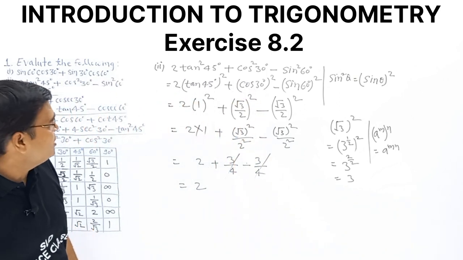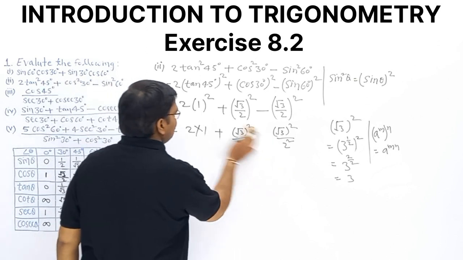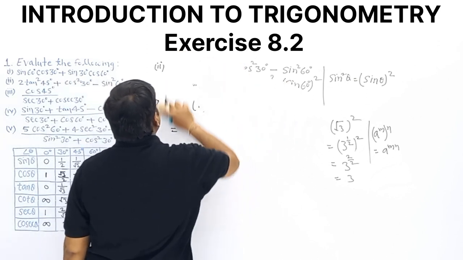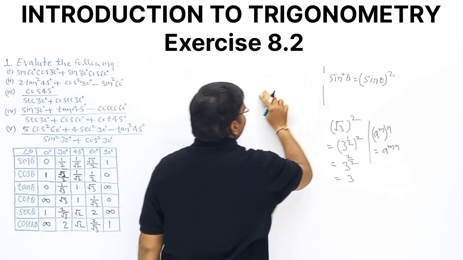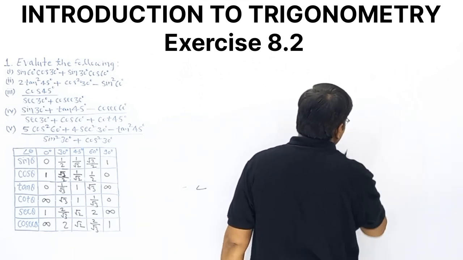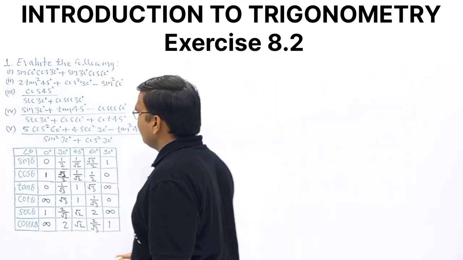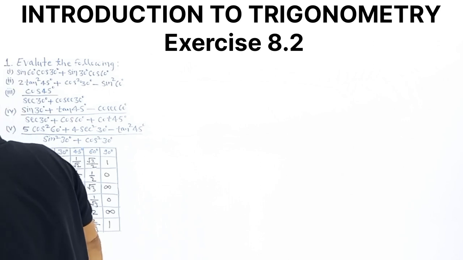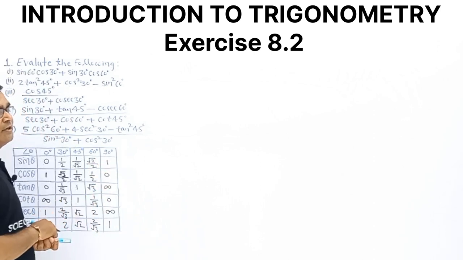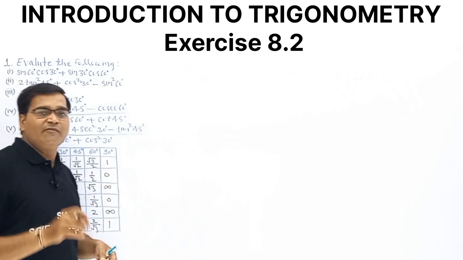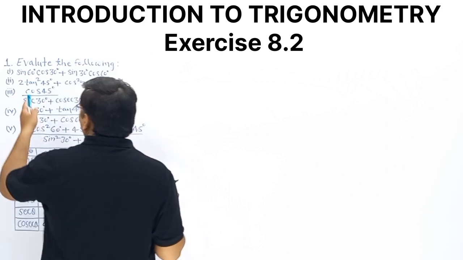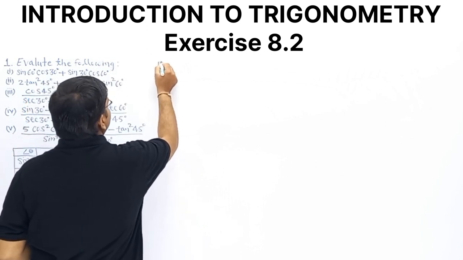Now I am taking question number 3. What is question number 3? Observe carefully, write carefully and try to solve. Then you can understand these questions. These values are important. In all questions we have specific angles only. I am taking question number 3.